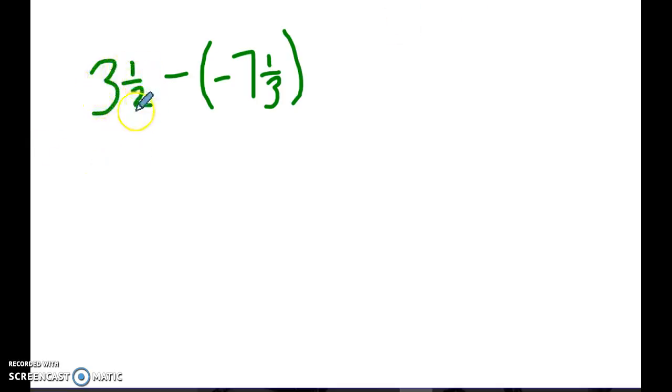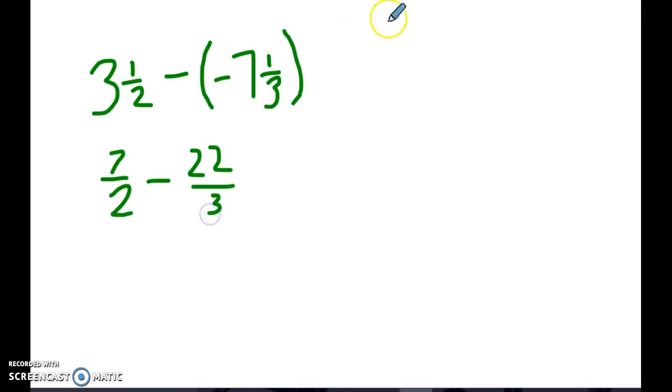Let's go ahead and change each of these to an improper fraction. So I'm going to do 2 times 3, which is 6, plus 1 is 7/2, minus, and then I'm going to do 3 times 7, which is 21, plus 1 is 22/3.